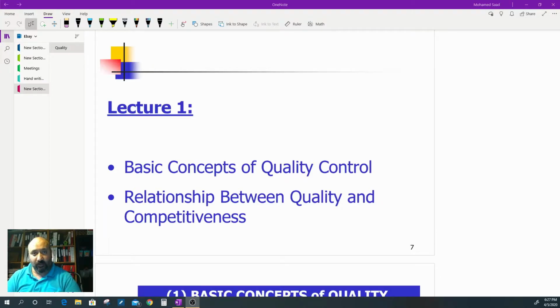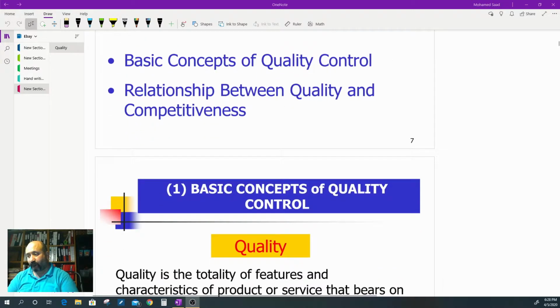Today we are talking about quality control, but we'll start with some definitions. So let me start from here. We will cover basically the basic concepts of quality control and then the relationship between quality and competitiveness.